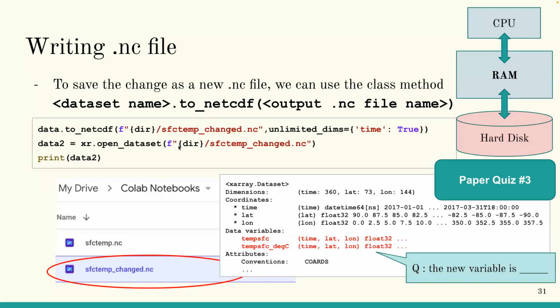If you want to know more about your new data set, you can do exactly the same operation as at the beginning of this lecture. Open your data set and then print the information. Now you can see that there are two variables instead of just one variable, right? You have just added one variable.